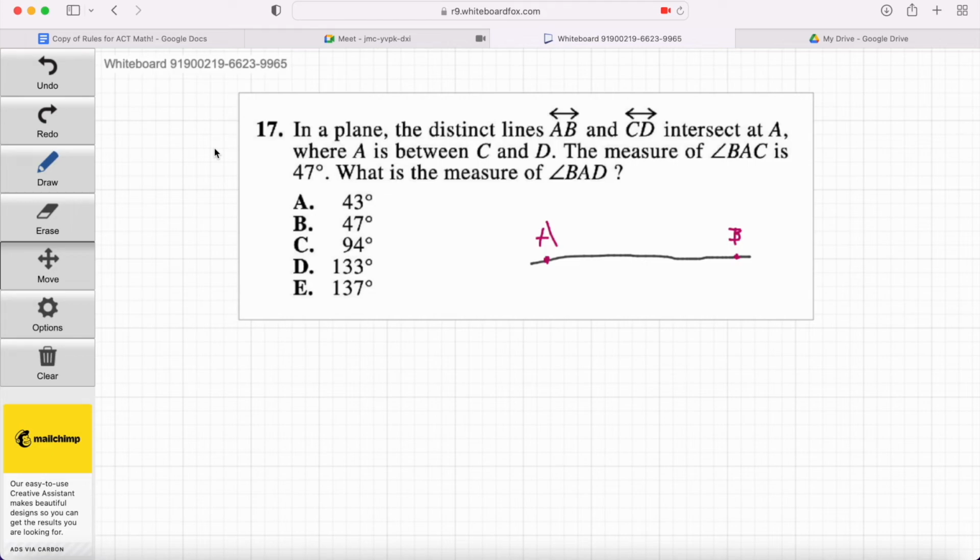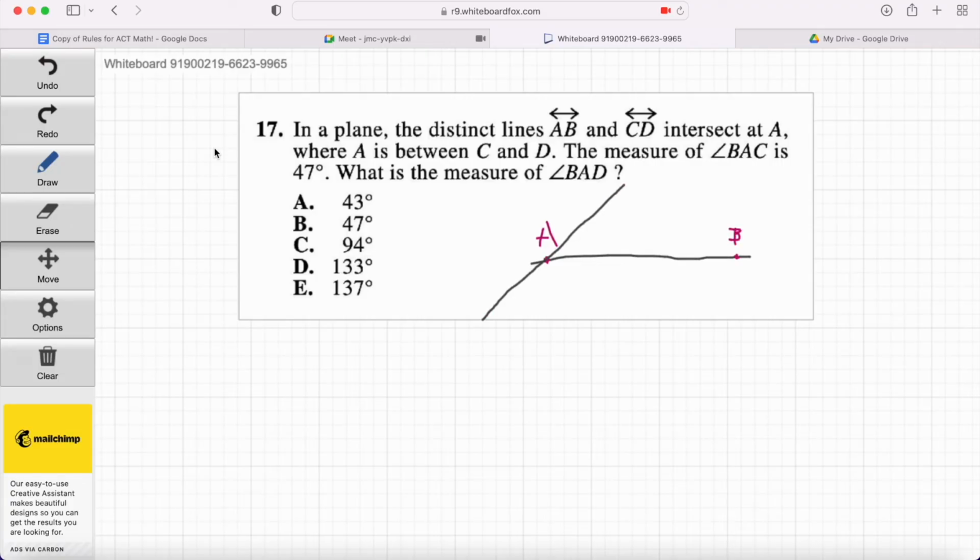Okay. I'm starting to get a handle on this now. So CD goes through A. It intersects at A. Like this? Yeah, something like that. Okay. So that would be... We might have to redraw this, but I think this will work.